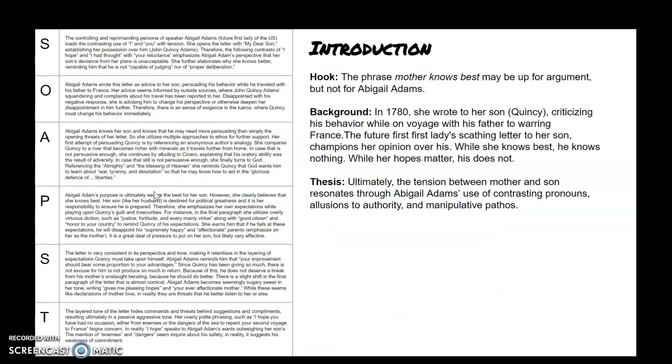Now let's get to really the purpose of the video, which is how to turn this SOAPST table into an essay. Here I have the SOAPST table for reference over to the left, and I have my writing over to the right. The first thing you're going to need to do with your essay, like any essay, is have an introduction, a hook, background, and thesis. Go ahead and pause, if you could, and read through the sample introduction.